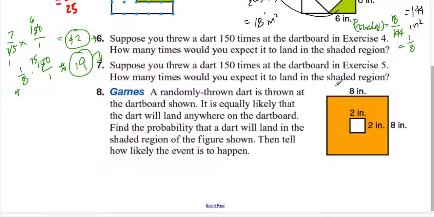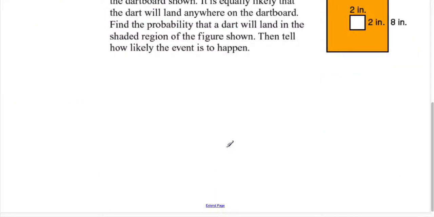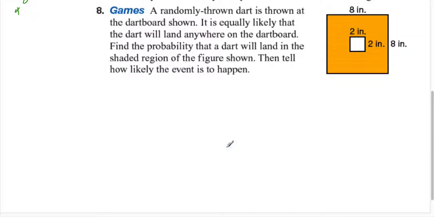Okay, let's do example number 8 because it's the one that you're going to have the most difficulty with. So pay attention. A randomly thrown dart is thrown at the dartboard shown. It is equally likely that the dart will land anywhere on the dartboard. Find the probability that the dart will land in the shaded region on the figure below. Then tell how likely the event is to happen.